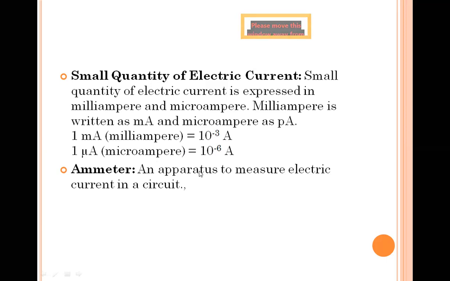And the apparatus through which we can measure the electric current is the ammeter. So an ammeter is an instrument with the help of which we are able to measure the electric current in a circuit.